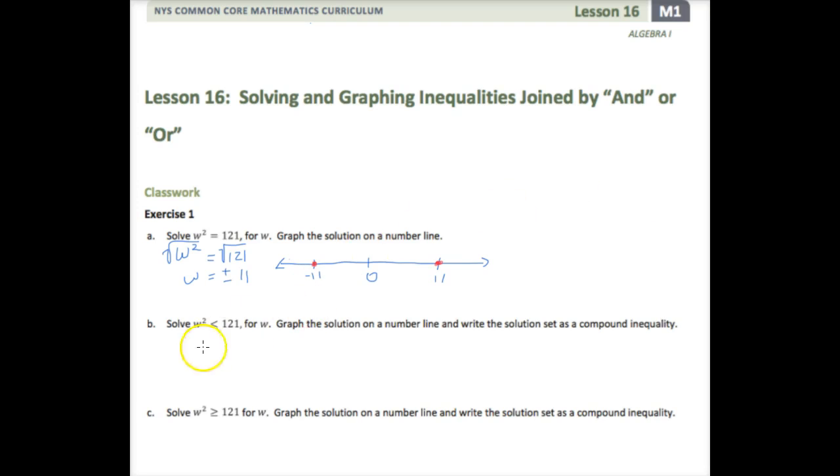Now, this totally changes the question in part B. W squared is less than 121. All right, for w, we're solving again. Graph the solution on a number line. Here is a perfect place to do some testing. So the thing is that 11 squared would be 121, and we have to be less than that, and negative 11 squared would be 121. So we kind of know where it's not.